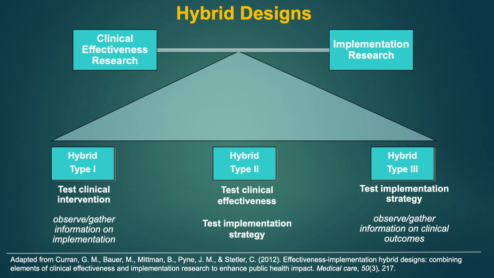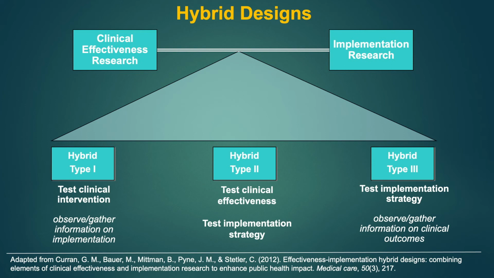So there are three types of these hybrid designs. Hybrid one is really testing the clinical intervention, with an observational study of barriers and facilitators for implementation. Hybrid two, testing the clinical effectiveness, but also testing an implementation strategy. And then hybrid type three is really a test of the implementation strategy when we know the effectiveness of the clinical or public health intervention, and we're using either observational data or system level data to provide additional information on clinical outcomes and clinical effectiveness.